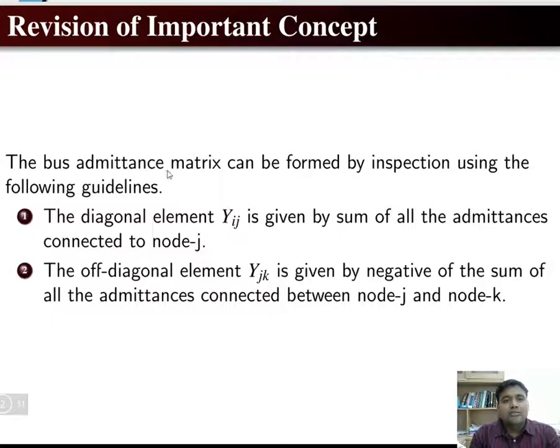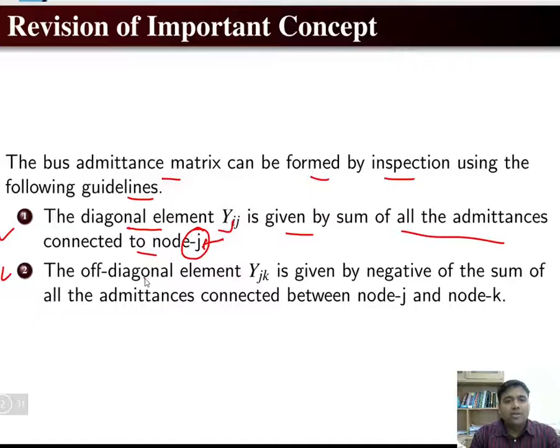The bus admittance matrix, or Ybus, can be found by the inspection method using the following guidelines. There are two different guidelines which will be used to compute the Ybus. The diagonal elements, that is Yjj, are given by the sum of all the admittances connected to node J. Node J means a particular bus. So for a particular bus, all the admittances connected to it will just add up to give the diagonal element.